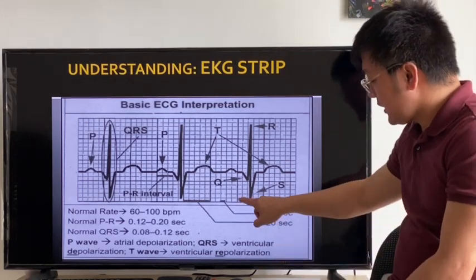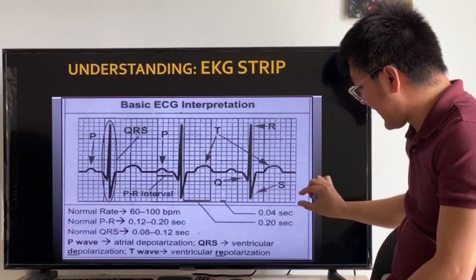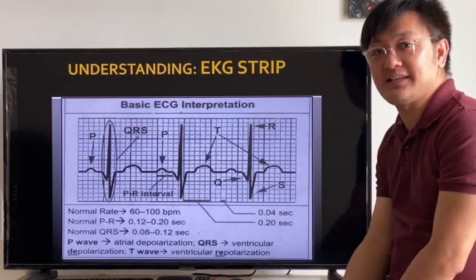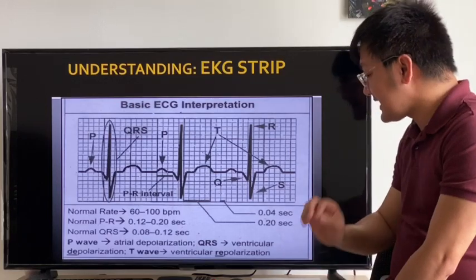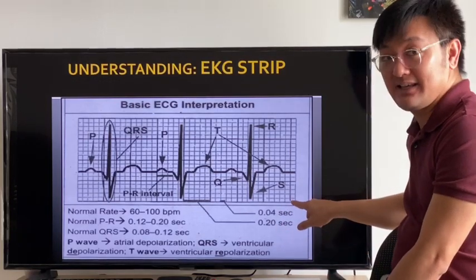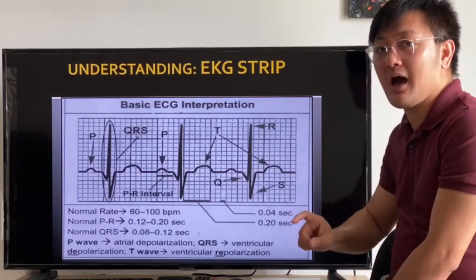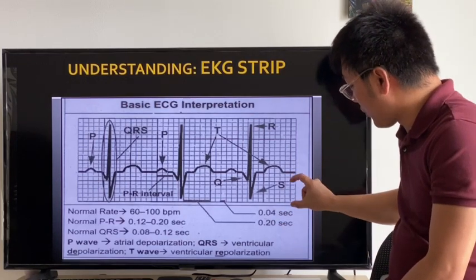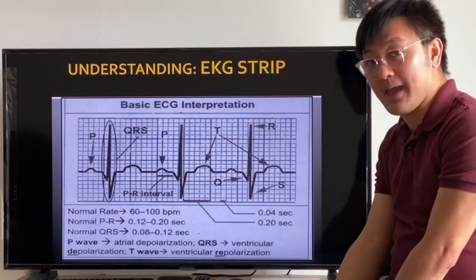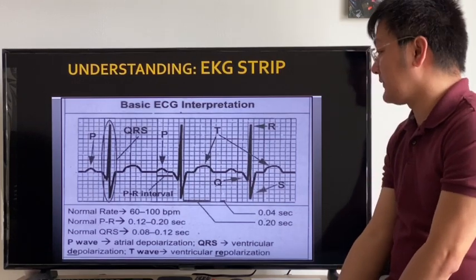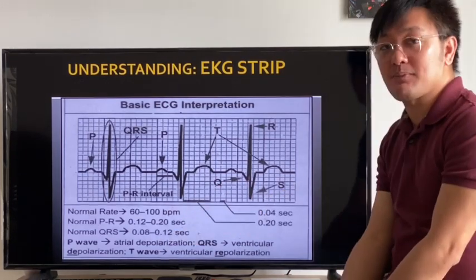Another thing. The height of one small box is equivalent to 1 millimeter, 1 mm. Since there are five small boxes in one big box, how many millimeters will be one big box? Answer, 5 millimeters or 5 mm. Don't forget that, okay? So there are values you need to remember.